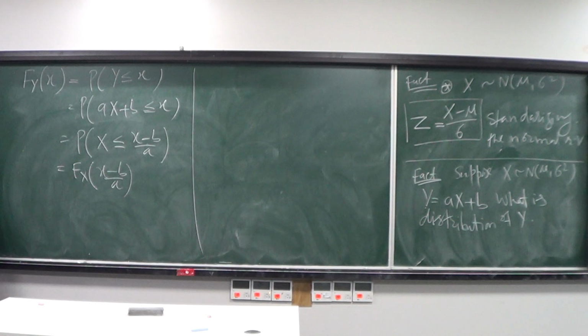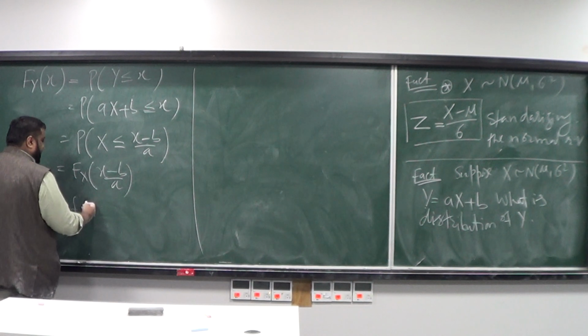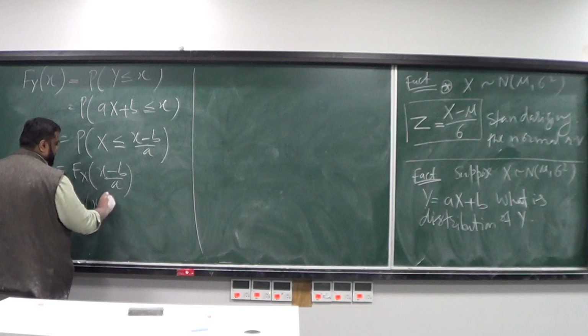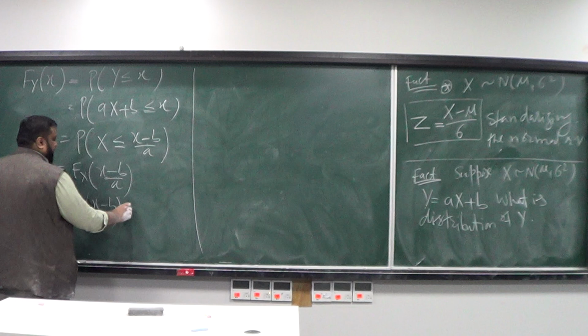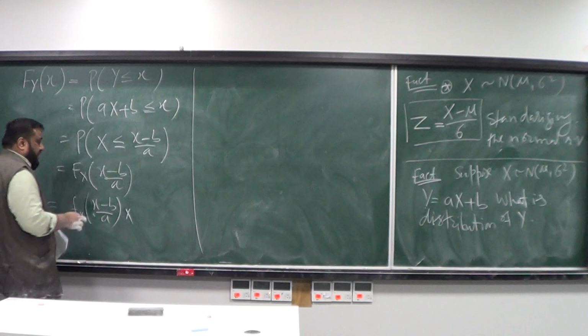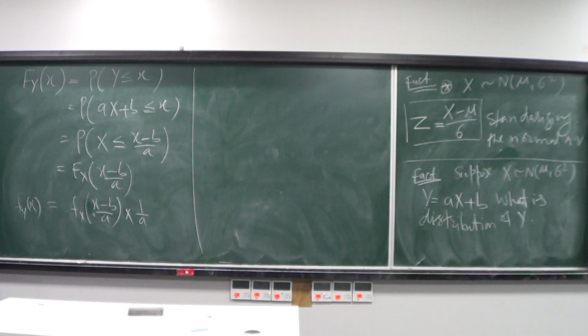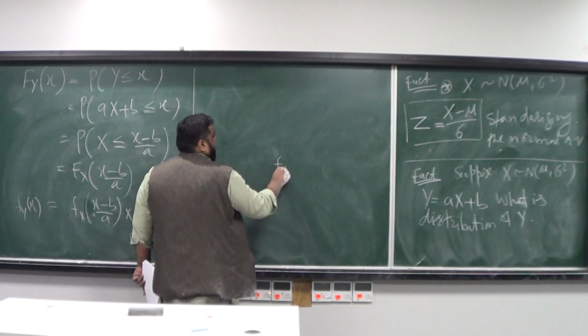And if you want to find the PDF of y, differentiate both sides with respect to x. So if you differentiate both sides with respect to x, this will become f_Y of x. This will become f_X evaluated at (x minus b) upon a, multiplied by the derivative of (x minus b) upon a with respect to x actually. So it's going to be 1 over a.